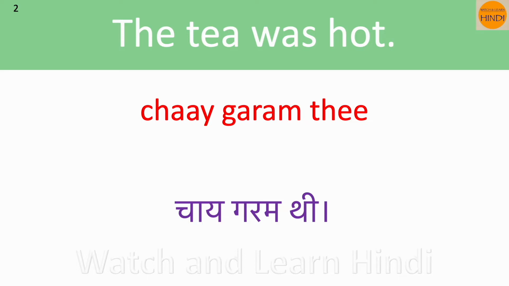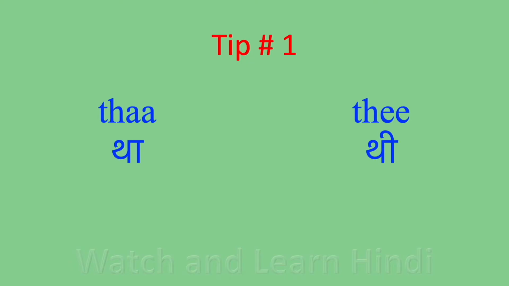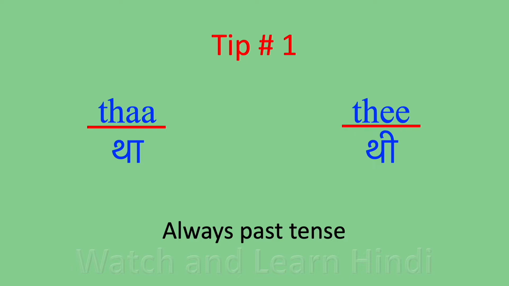Now, before we go any further, let me tell you a trick. To recognize sentences in past tense, if a sentence ends in tha or thi, it is in past tense. Always. There are, of course, sentences that are in past tense but do not end with tha or thi, and we will talk about them sometime later. But for now, remember, if there is either tha or thi at the end of a sentence, then you know it is in the past tense. So this was the first tip. Let us see more example sentences and watch out for tha and thi.